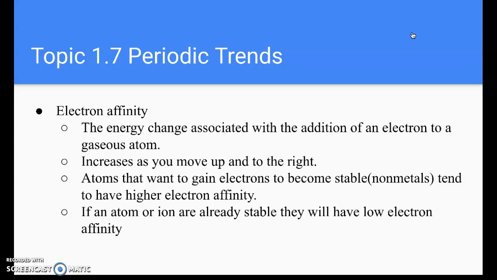So nonmetals tend to have high electron affinities, and metals tend to have really low electron affinities because they don't want to gain electrons, they want to lose electrons to become stable. Another thing is if an atom or ion is already stable, then it has a low electron affinity. Once something has a full outer energy level or octet, it's not going to want to change. So they don't want electrons, so they have low electron affinity.